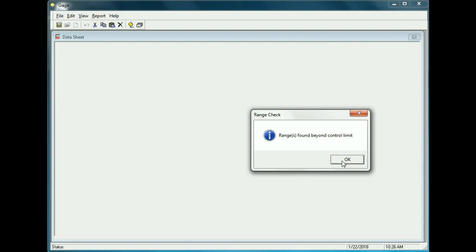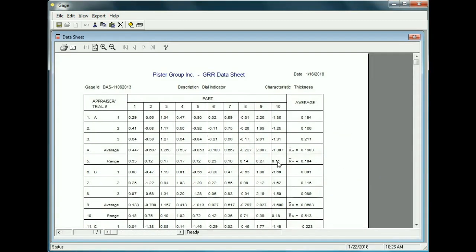What that means is, if we look at the data sheet, we can see that for part number one, we have 3 trials, and for each of those parts, we've calculated an average of those 3 trial measurements. That would be the average for part number 1, for operator number 1. And we've also calculated a range for part number 1, operator number 1, or appraiser A.